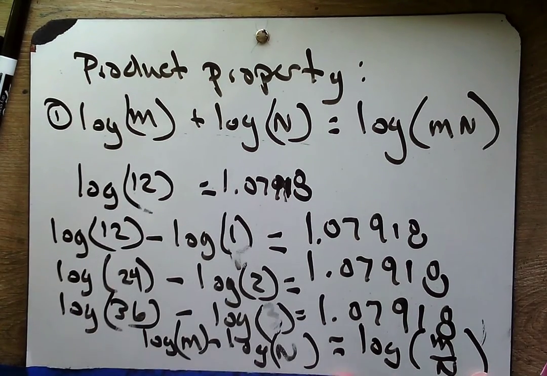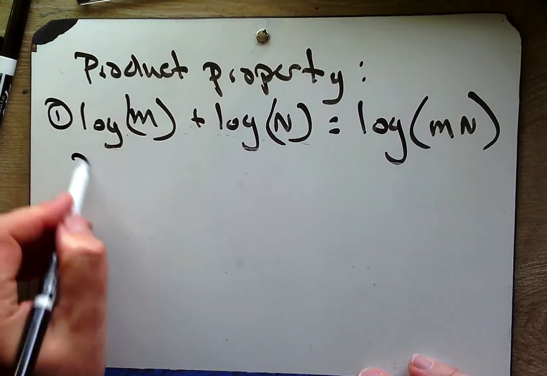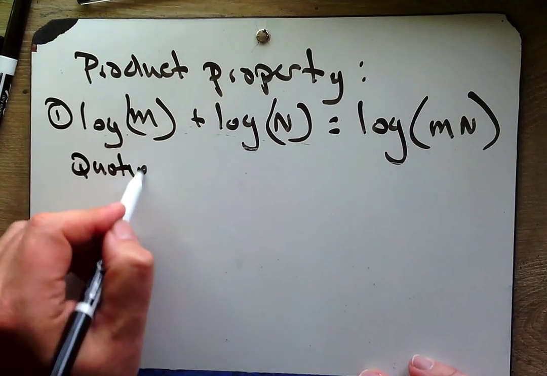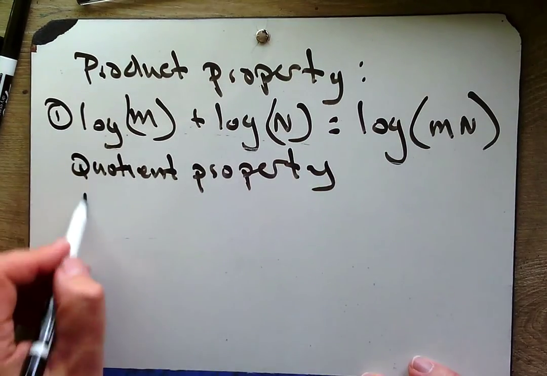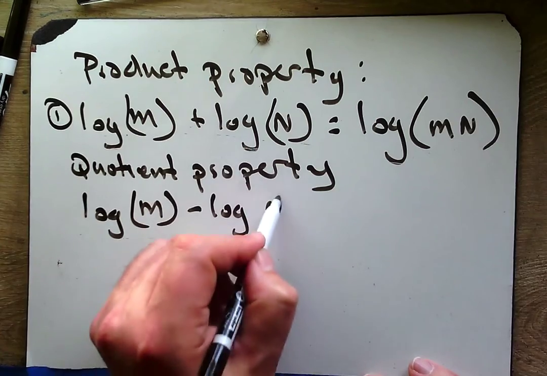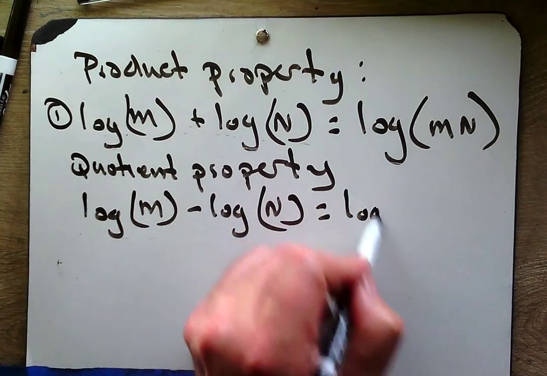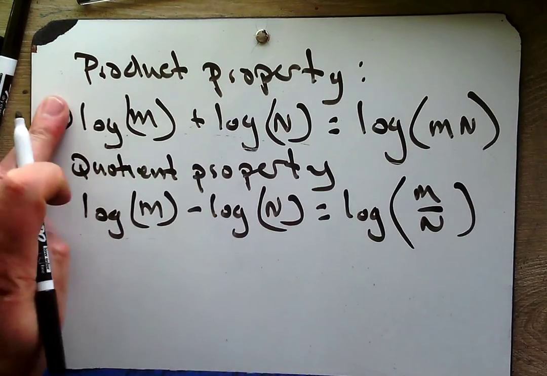And so this one's called the quotient property. Here's our quotient property. The quotient property says log m minus log n equals log m over n. Here's our quotient.